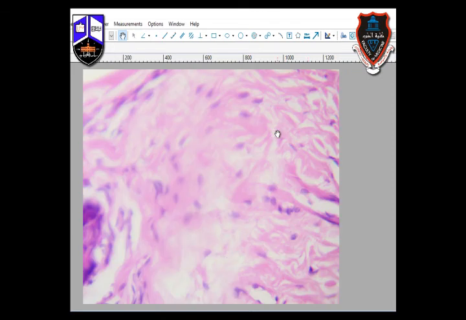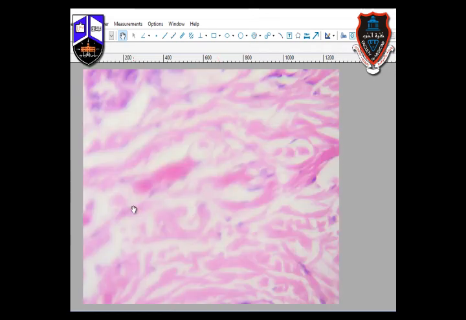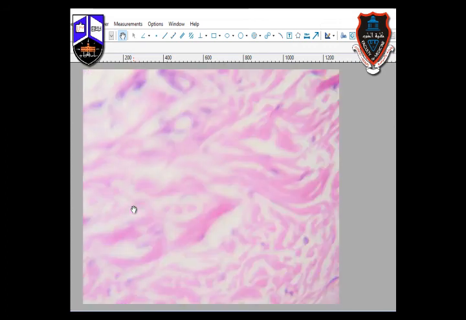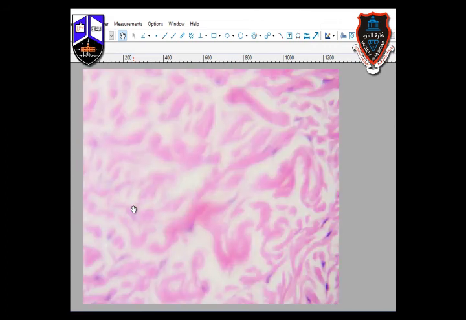Let's see our dense irregular connective tissue. We will see the fibers of the collagen in many directions and a small amount of ground substance and fewer cells. In this section, we can see the scarce fibroblast and many collagen fibers and a few ground substances using the high power field.